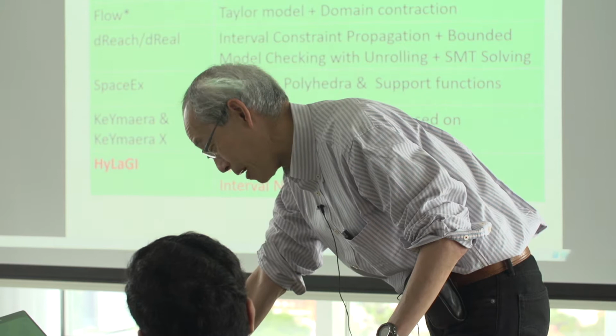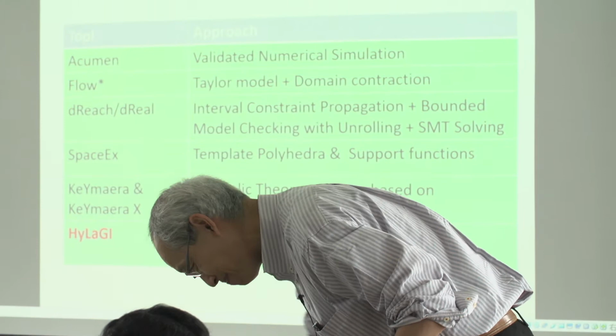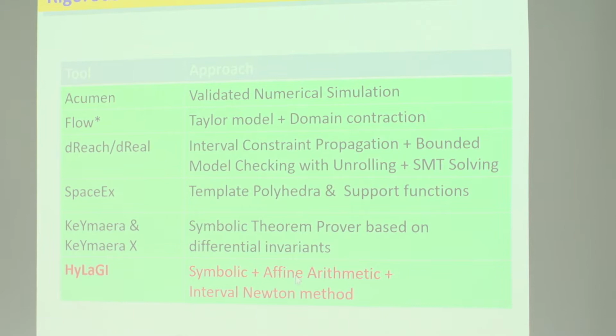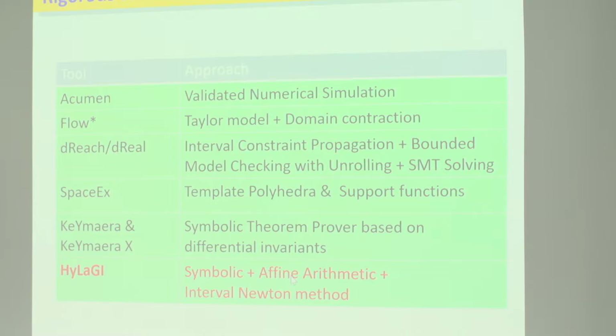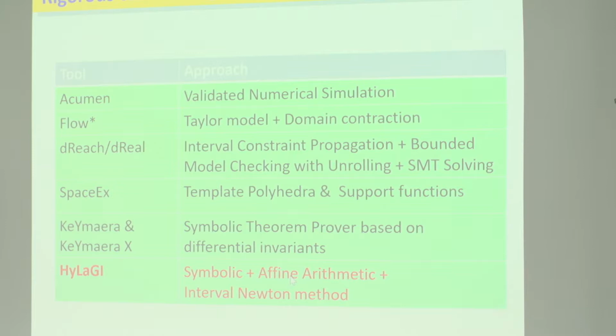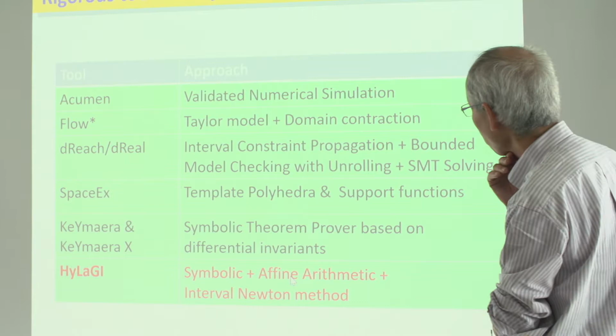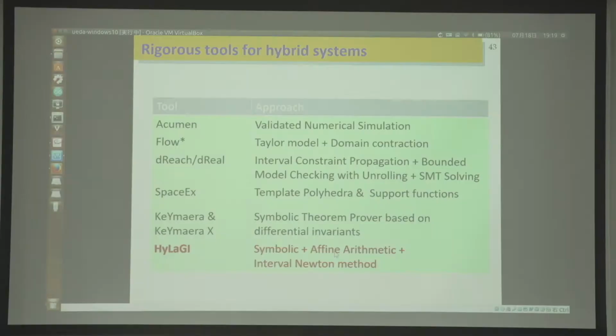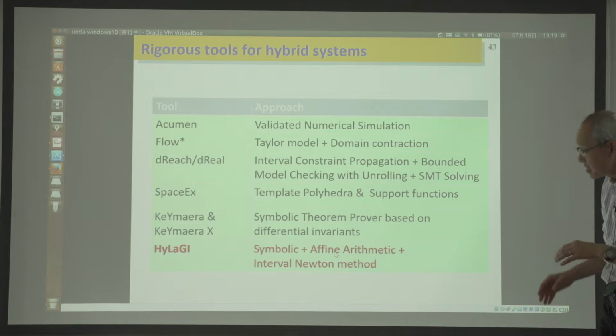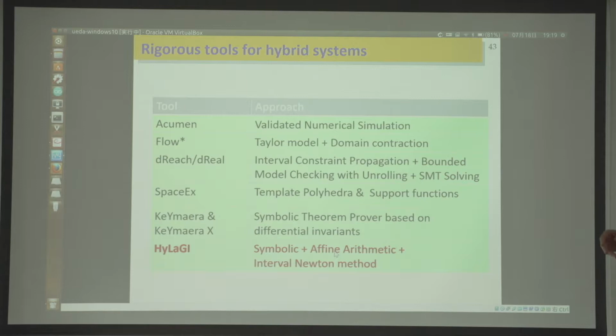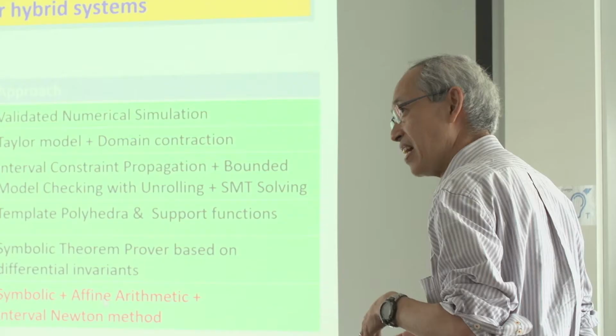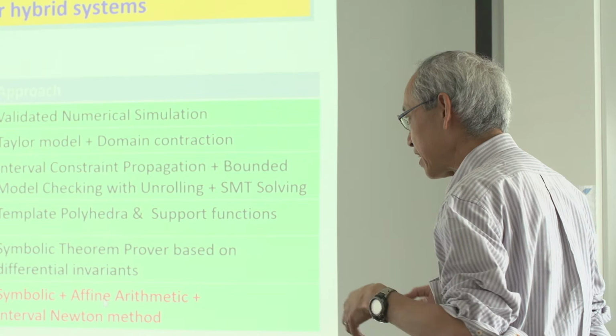Okay. So now, as a result, we are able to solve some parametric hybrid systems. Here is a list of some rigorous tools for hybrid systems: Acumen by Professor Taha, and Flow*, which is basically a Taylor model, and some verification tools such as dReach and dReal, and SpaceEx, Chimera, Hiragi. Our technique uses symbolic techniques and some affine arithmetic, and inside it, we need some interval techniques like interval Newton. So we are now starting to combine both symbolic and numeric techniques. But the basic idea is that interval techniques and affine arithmetic can be interpreted as constraint technology. That's how we are going to incorporate these interval techniques in our symbolic setting.